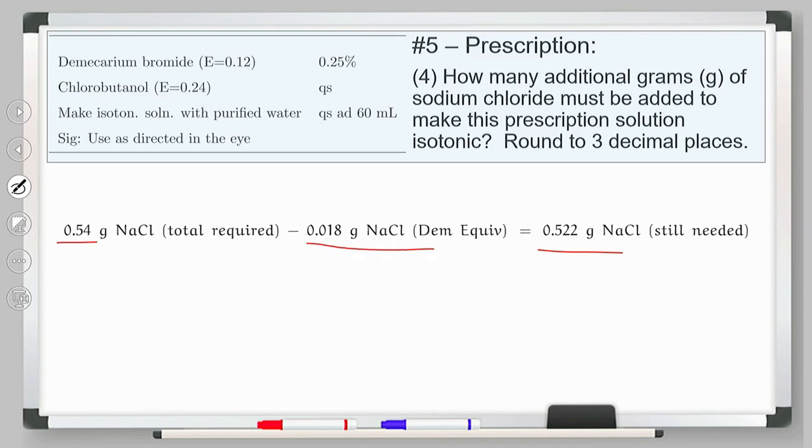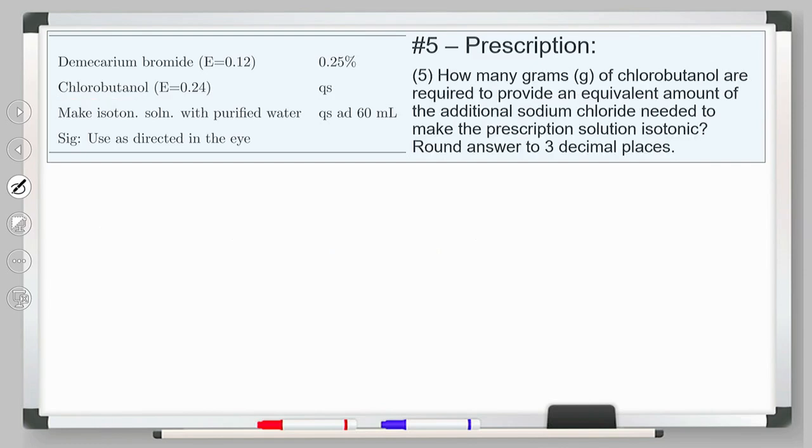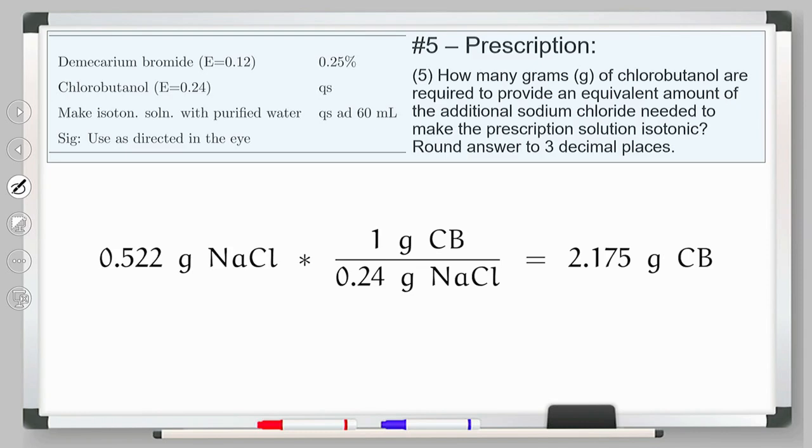Would you agree? What are we using as our tonicity adjuster? Chlorobutanol. So I know the weight of sodium chloride I need, but I need to convert that to the weight of chlorobutanol that would be equivalent to that amount of sodium chloride. So for the sake of time, I'll just keep going. This is what we just calculated we still need. We need the equivalent of 0.522 grams of sodium chloride. So let's figure out how much chlorobutanol it would take to be equivalent to that by using its E value.